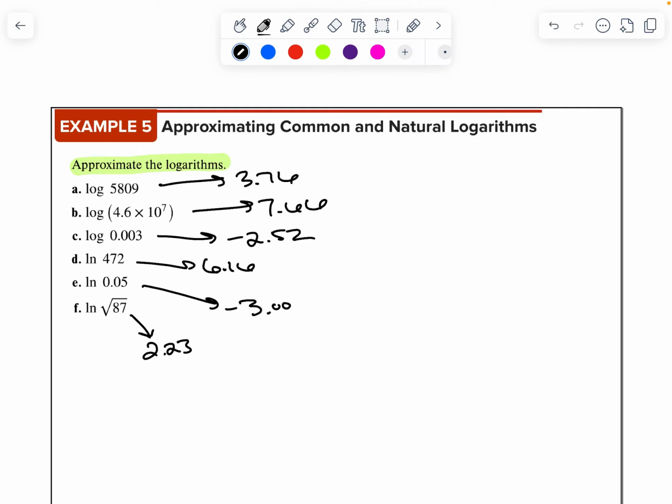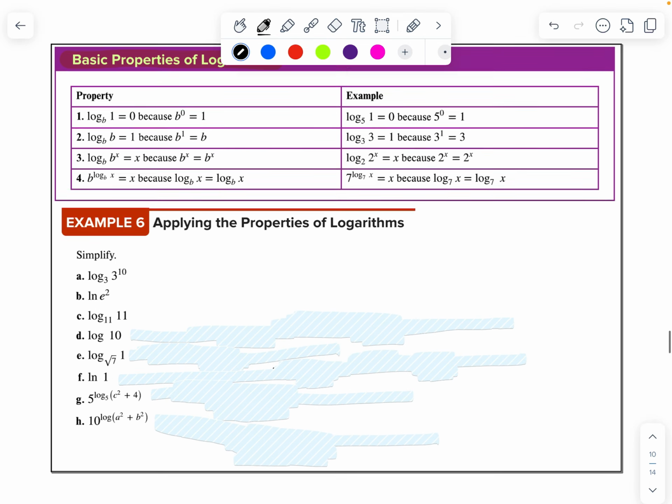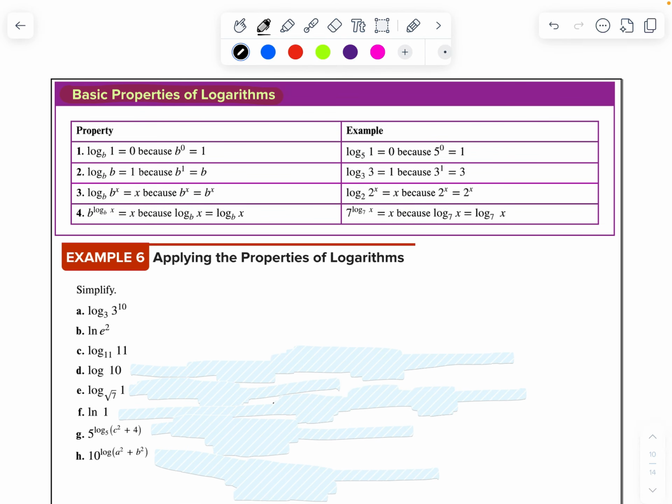Again, when we're trying to approximate common logs and natural logs, those are in our calculator. Here are some basic properties of logarithms that we can use to solve problems. Notice that it does have an example of each on the right-hand side. Log with any base of 1 is always going to equal 0 because anything to the 0 equals 1, right? So for example, log base 5 of 1 equals 0. Log base 10 of 1 equals 0. Log base e of 1 equals 0. Log base pi of 1 equals 0. Log base anything of 1 equals 0.